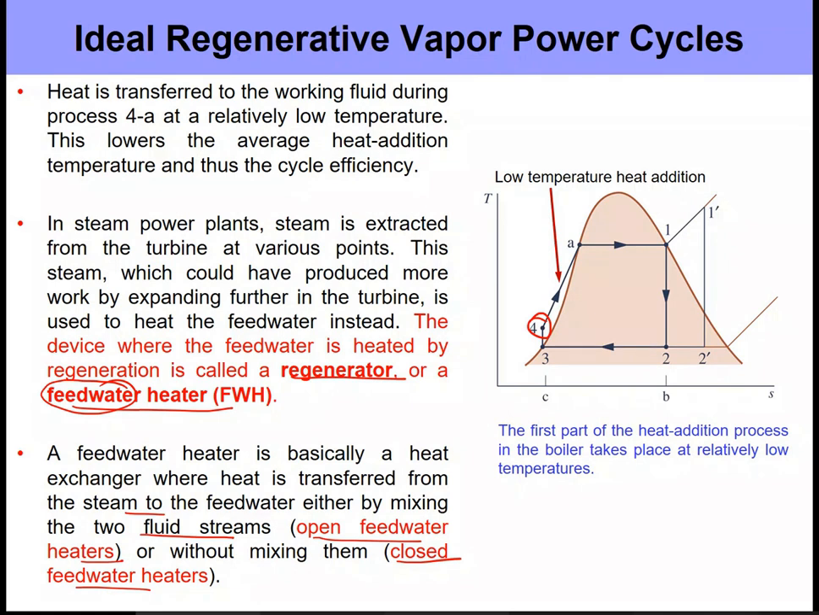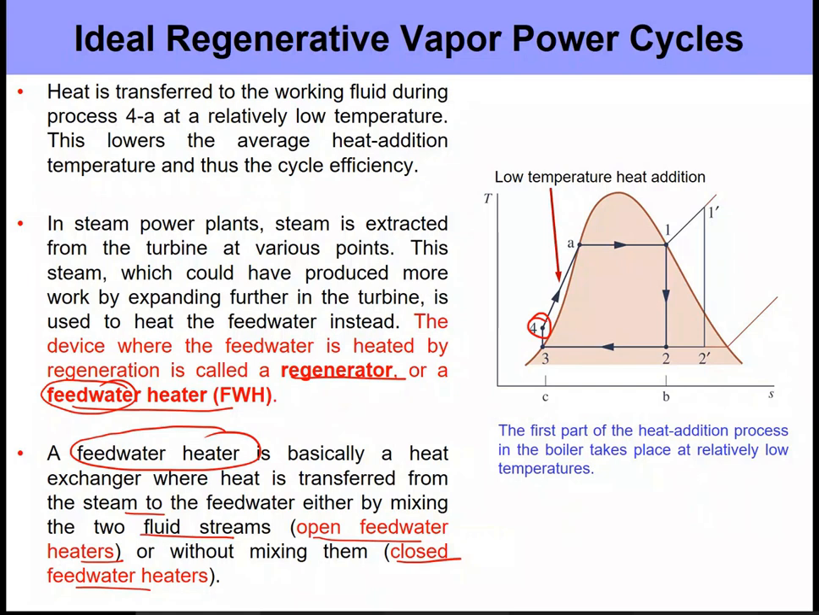Now, it's important to know that this is essentially just a heat exchanger. Okay, so you either have a direct contact heat exchanger or an indirect contact heat exchanger. To give you a simple example, what we have in our car, the radiator, is an indirect contact heat exchanger. You have two streams which are not mixing, but they're exchanging heat.